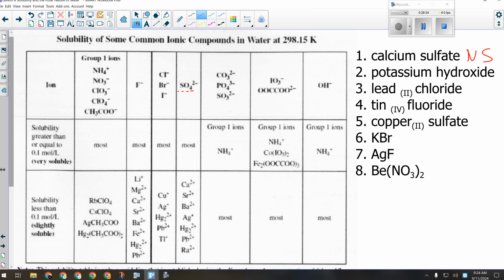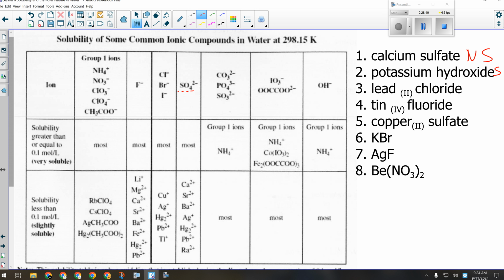Okay, potassium hydroxide. I see hydroxide right here in the final column. It says it's soluble with group 1 ions. Soluble or not soluble? Soluble. Potassium is a group 1 ion. So that one is soluble.